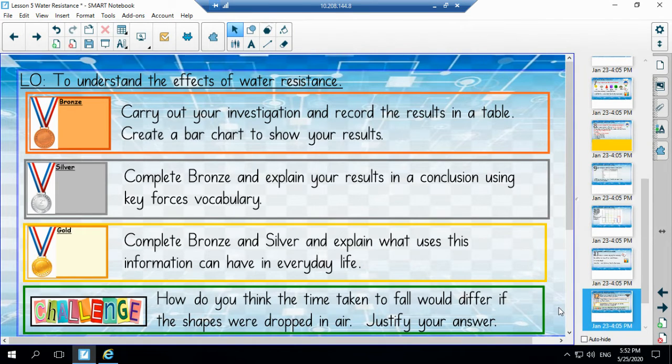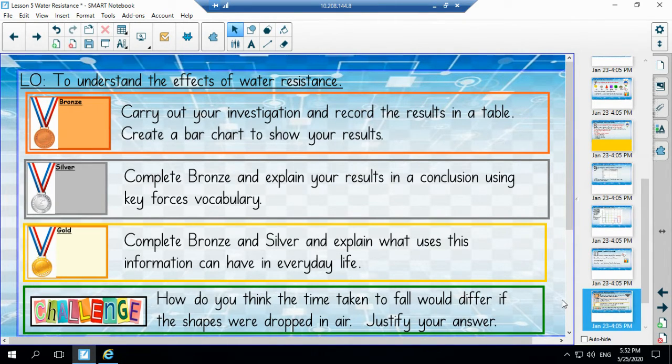So your task is to carry out your investigation and record the results in the table shown previously. Then create a bar chart to show these results. That's if you want to stick to bronze. If you fancy going on to silver, complete bronze and explain your results in a conclusion using key forces vocabulary. If you fancy going on to gold, then complete bronze and silver and explain what uses this information can have in everyday life.